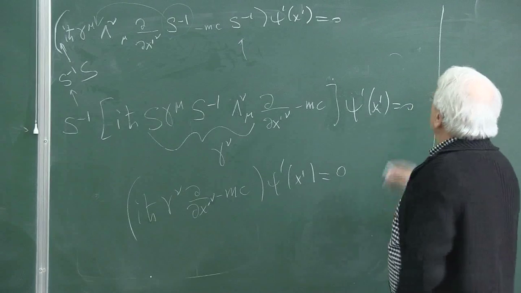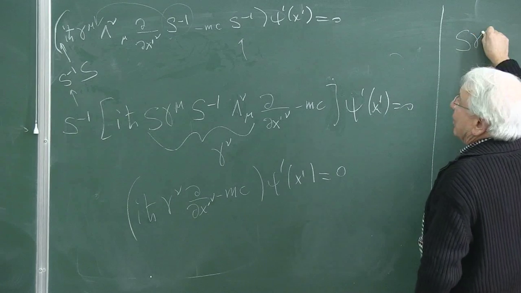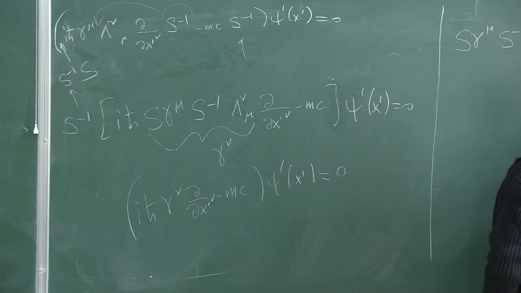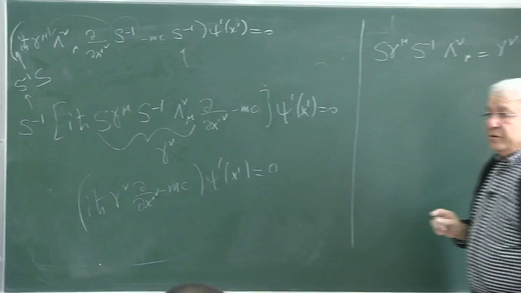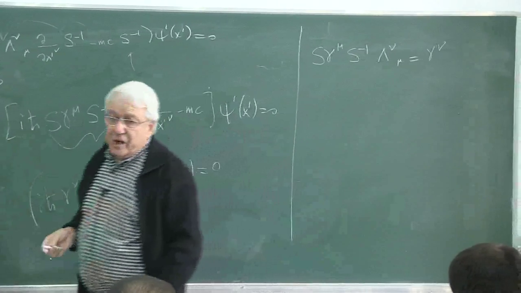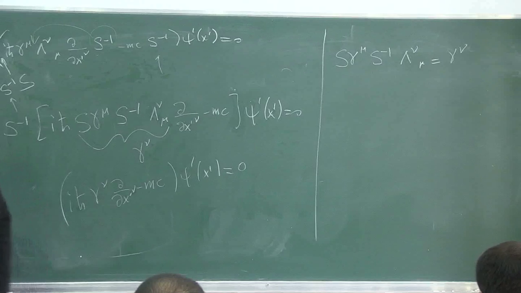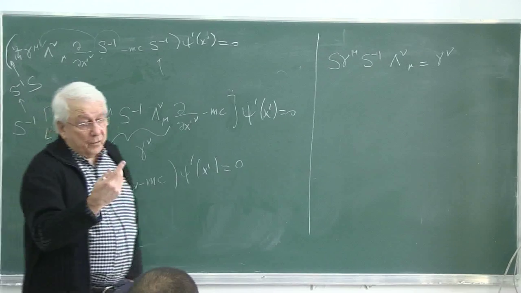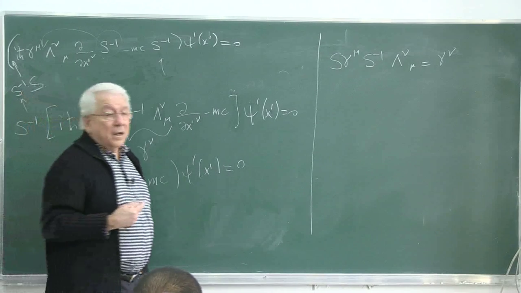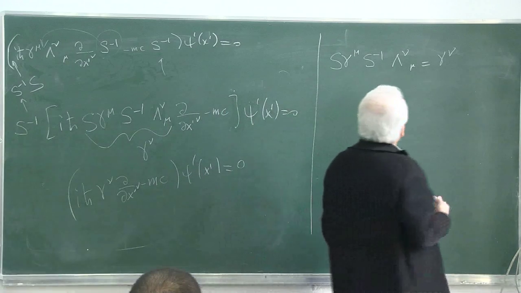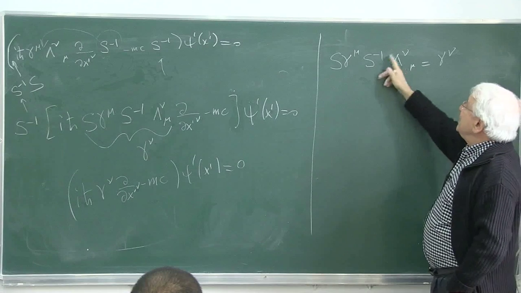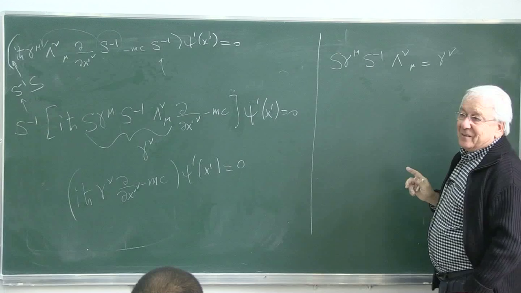So what is the equation I obtain? S gamma mu S inverse times lambda nu mu is equal to gamma nu. Are the indices correct? When you are doing such a computation, the first thing you have to check is that all the indices are consistent. That is, there is only one set of repeated indices, and the free index appears on both sides. Now this time mu and mu are the summed over index. Nu is the free index, indeed it appears in both. So everything is fine.